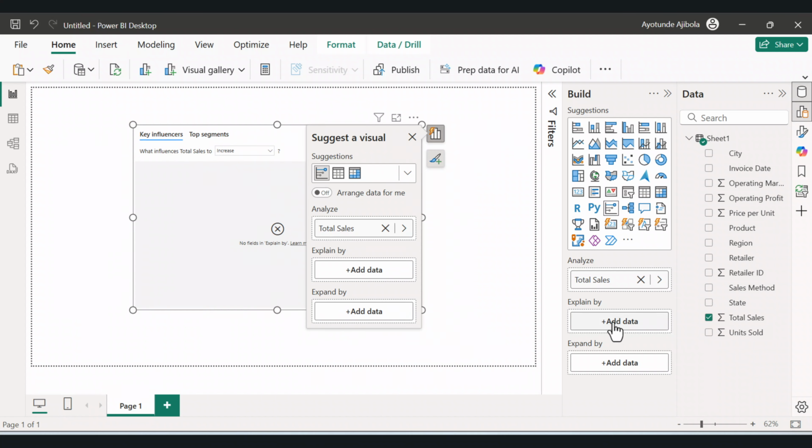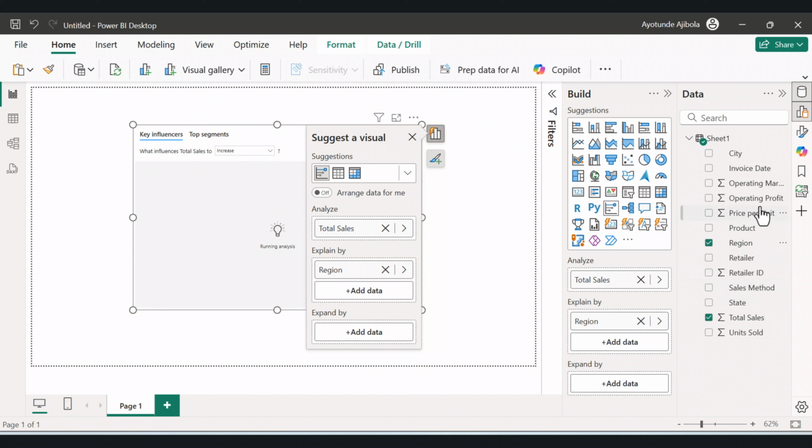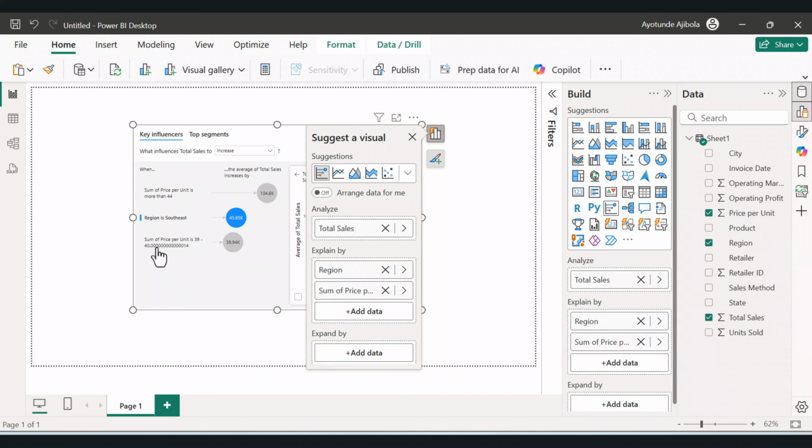For the explain by field, I will add the potential drivers we want to investigate, such as region and price per unit. Before we dive in, I'll quickly format the price per unit field in the data field to 2 decimal places for better readability. Right now, it has so many decimal places.